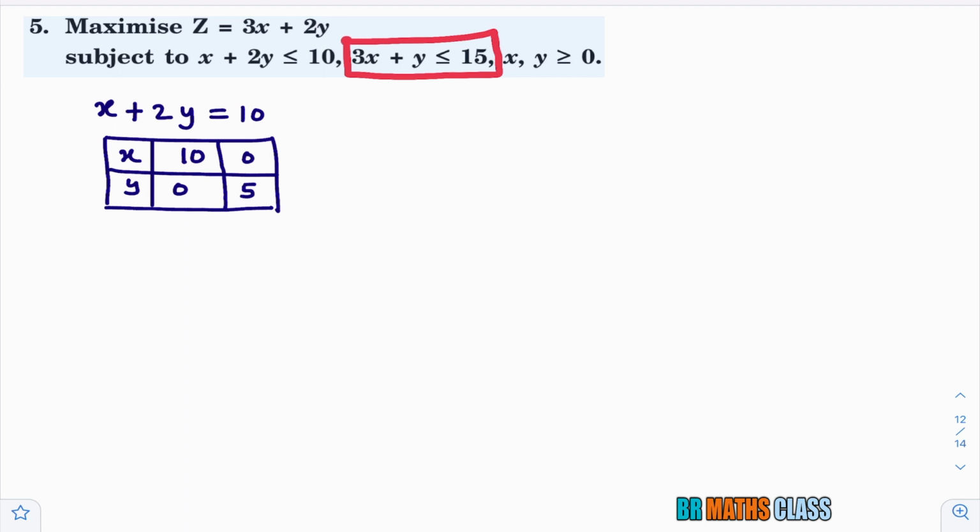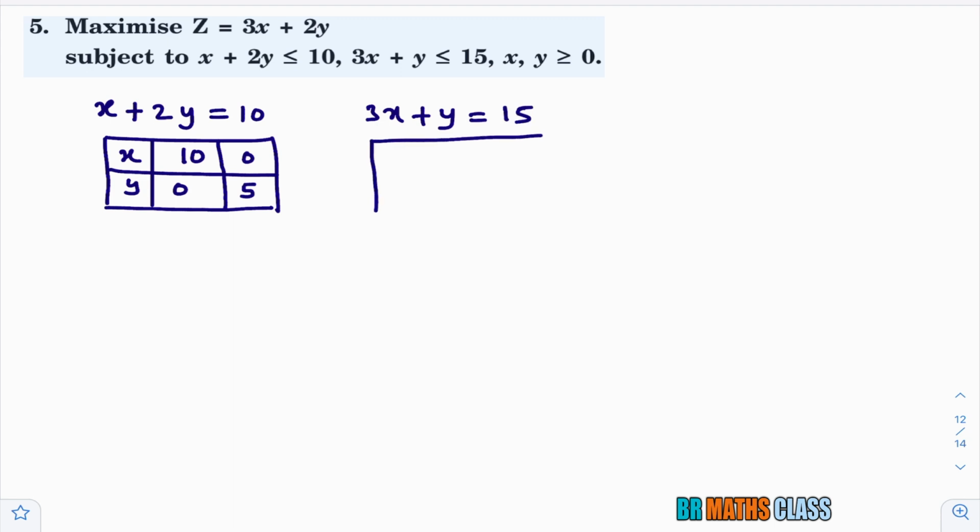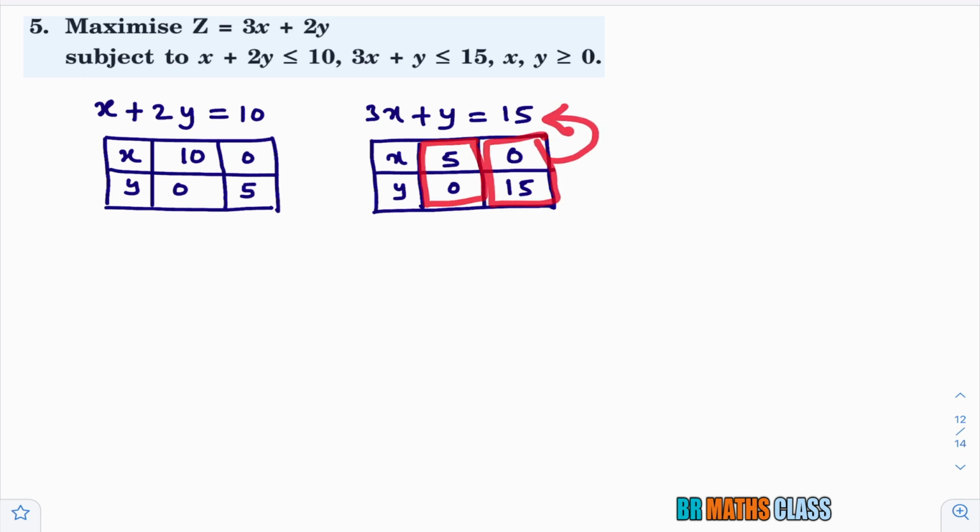To graph this inequality, we need to draw the line 3x plus y equal to 15. To draw this line, I need 2 points on this line. For that, I'll consider a table like this. In this, one x value, one y value. You write y coordinate 0, x coordinate 0. Now, you put y equal to 0 in this. Then what will you get? 3x equal to 15, x equal to 5. Okay, (5, 0). You put x equal to 0 in this equation. You will get y equal to 15. Now, you know 2 points, (5, 0) and (0, 15), on this line. So, you can draw this line easily.